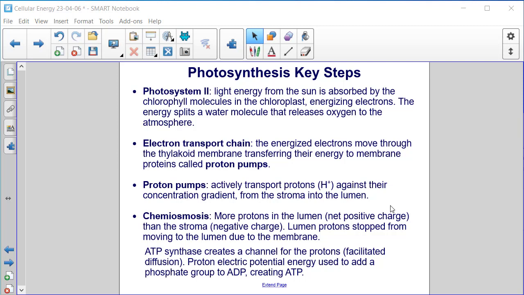Chemiosmosis. More protons in the lumen, a net positive charge, than the stroma having a negative charge. Lumen protons are stopped from moving to the stroma due to the membrane. ATP synthase creates a channel for the protons. This is facilitated diffusion. The proton electric potential energy is used to add a phosphate group to ADP, creating ATP.